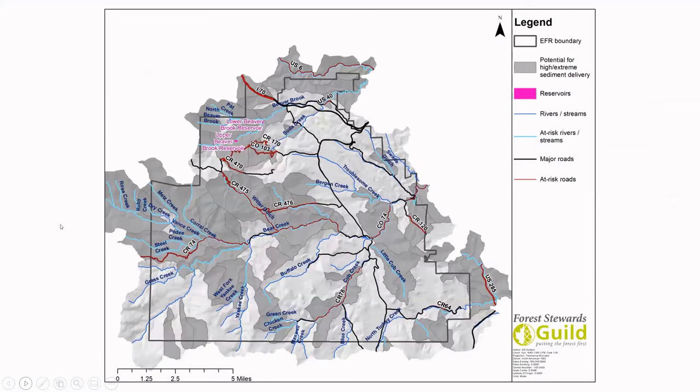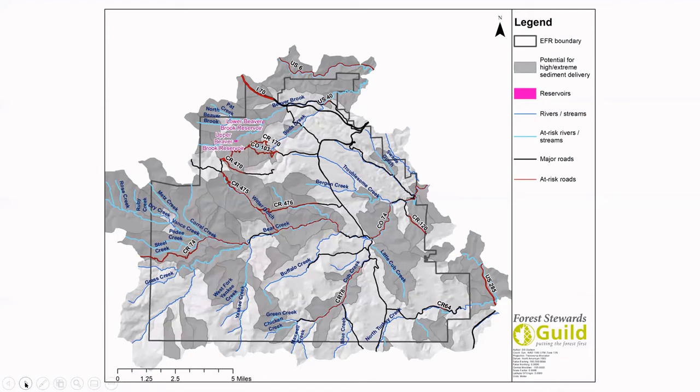Next slide, please. And then to make this useful, we wanted to help the fire protection district see how the potential for high to extreme sediment delivery overlaid with values at risk. So we were able to identify rivers and streams that had potential for high to extreme sediment delivery, for ecological concerns, for habitat, and then also for the impact that sediment delivery in streams could have to reservoirs.